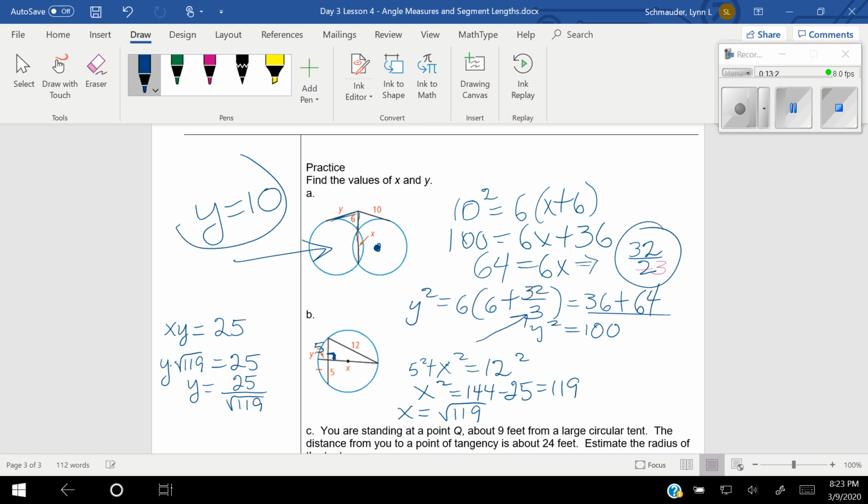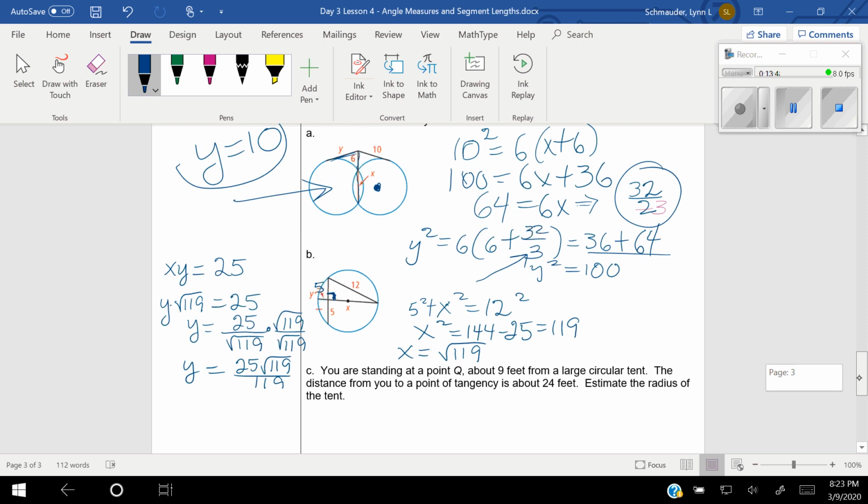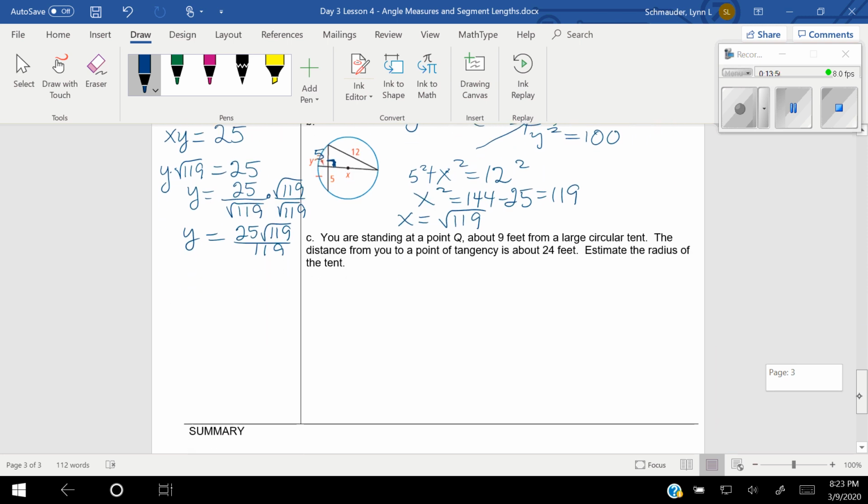And of course, we need to rationalize that. Multiply top and bottom by square root of 119. So I'm going to have y is 25 times the square root of 119 over 119. Ugh, what a dreadful answer. But it is what it is. You're going to leave it that way, not turn it into a decimal.